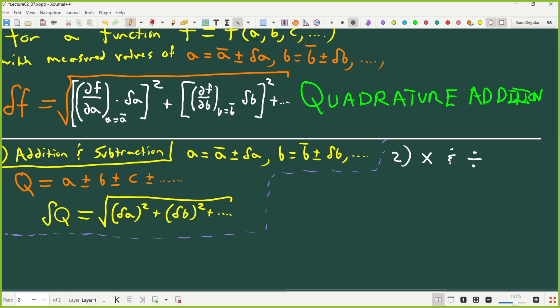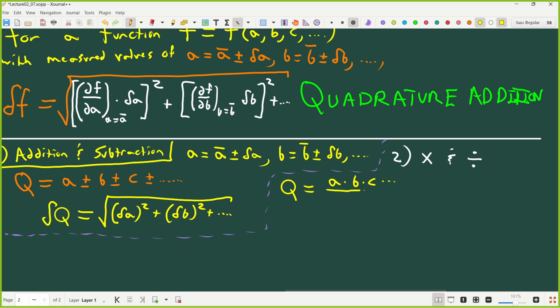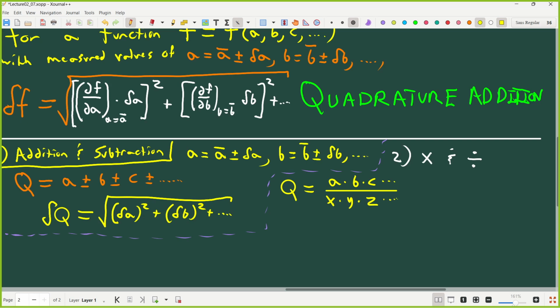Okay, so let's write q as a product and a quotient of some numbers. Same idea. q is going to be, say, a times b times c dot dot dot over x times y times z dot dot dot. Okay, so we've got a product and a quotient. Now, there's an intricacy about this problem that we have to pay attention to: imagine each of these numbers have units in them.